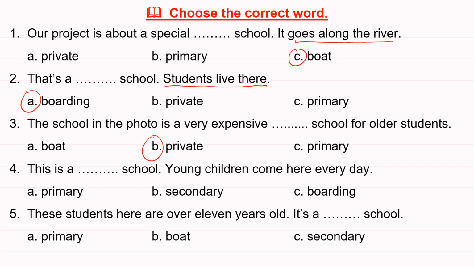Number 4. This is a blank school and young children come here every day. Which school do young children come to every day? Young children can go to the primary school. Primary school. Number 5. These students here are over 11 years old. And which school is it? Good job. The students over 11 years old. So we have the word secondary school. Okay.